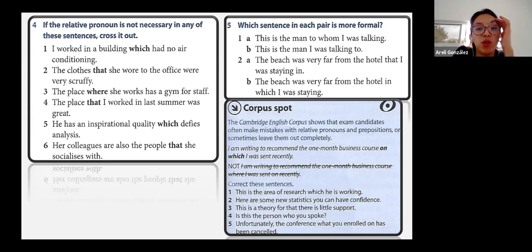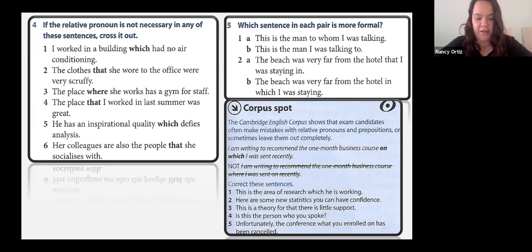Okay, this is the man to whom I was talking. This is the man I was talking to. I thought I put that the more formal is letter A. Letter A, that's correct. This is the man to whom I was talking. When we say to whom, that's more formal. Besides, you don't finish sentences with to, usually. Speaking, yes. Writing, no. Okay, to whom I was talking.